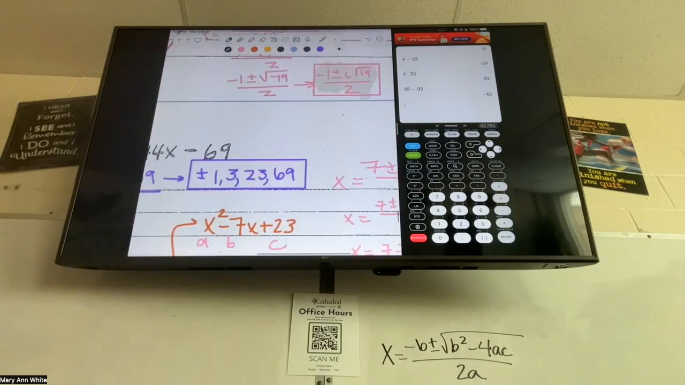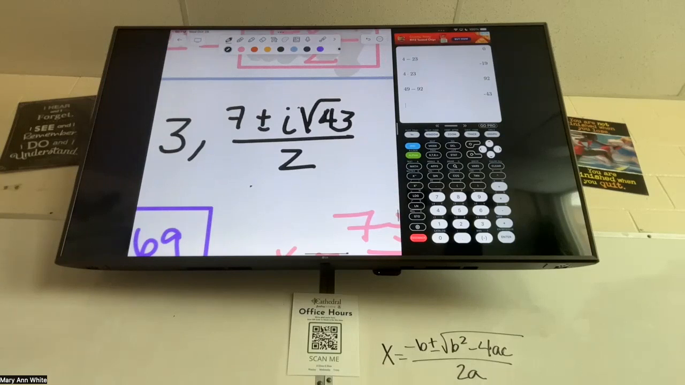Which is really easy to forget, so x equals 3, and then 7 plus or minus i root 43 over 2. Well, okay, pretend that says root 43.